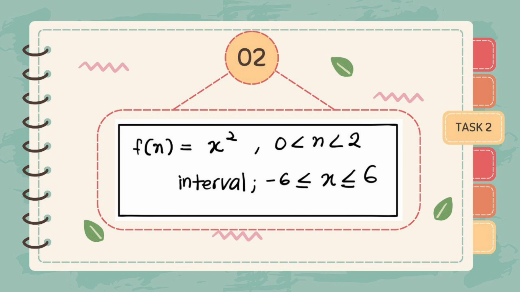That's all from me. The next question, for task 2, will be discussed in this presentation. The question requires us to sketch the graph of f(x) on the interval negative 6 to 6 and give the expansion series.